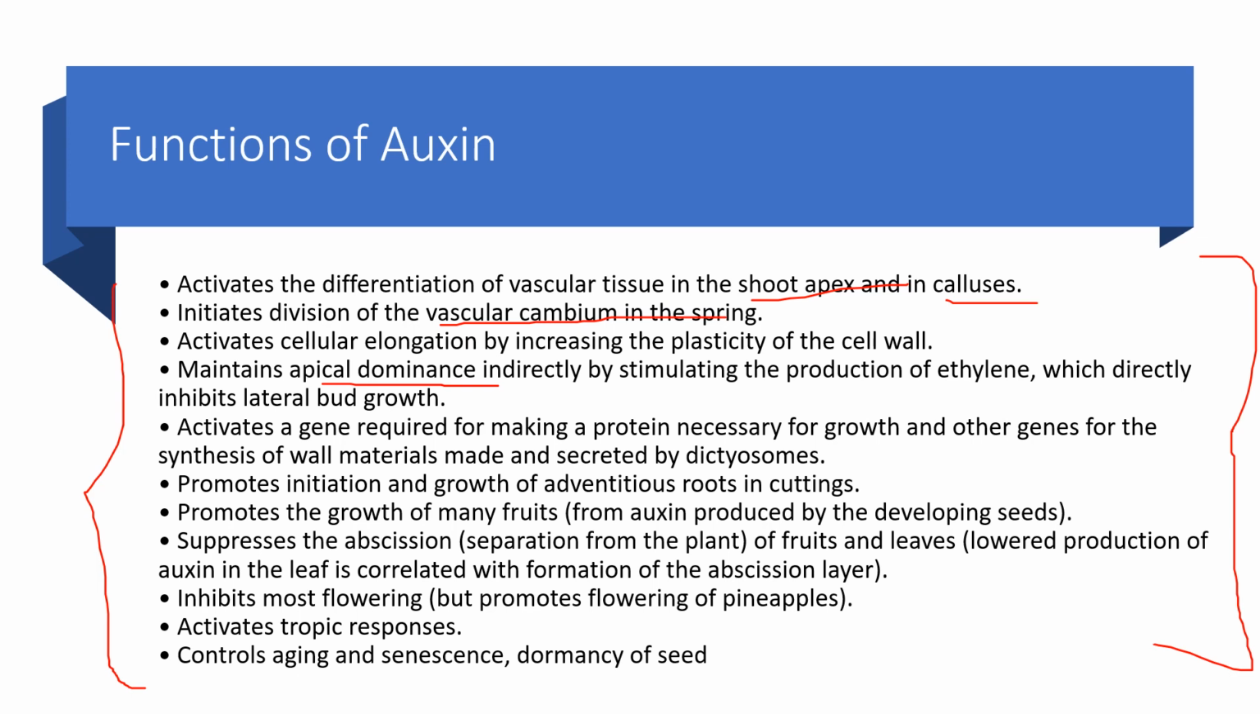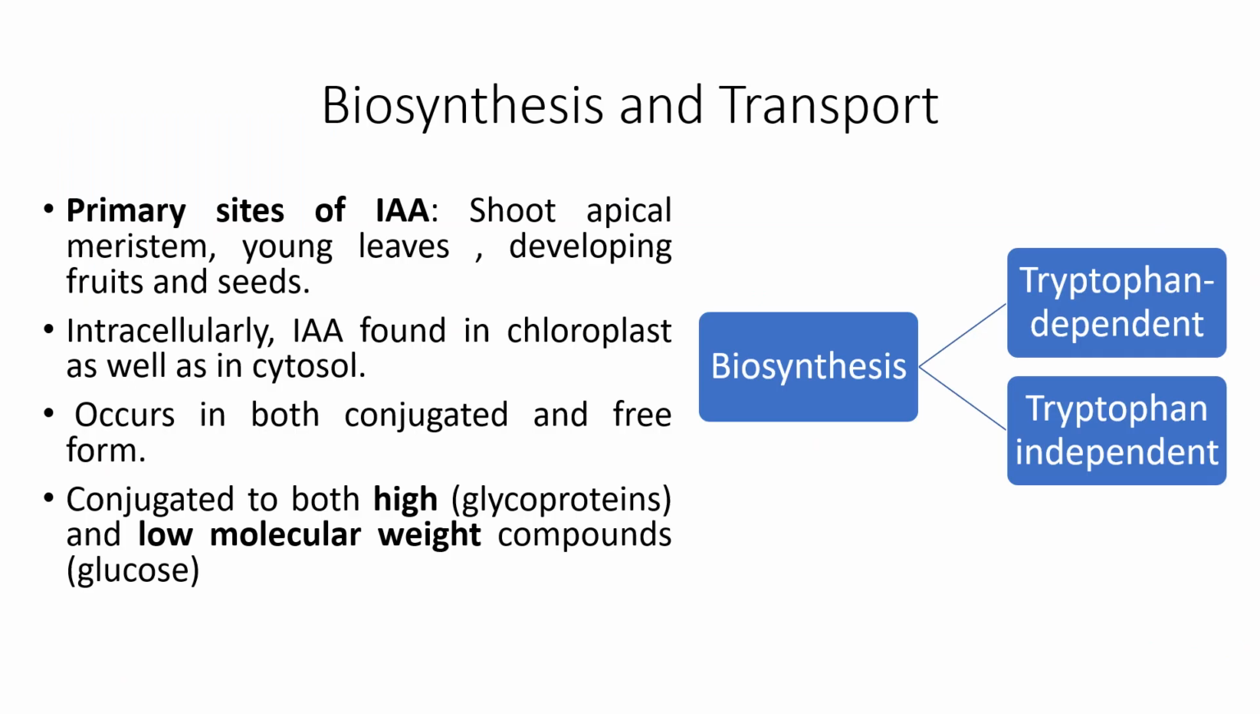It activates a gene required for making a protein necessary for growth, and other genes for the synthesis of wall materials made and secreted by dictyosomes. These are all the functions that play a major role in the plant. It promotes growth in many fruits. It inhibits initiation and growth of adventitious roots in cuttings. There is control of aging and senescence. There is seed dormancy, and it activates the tropic response. Tropic response we will discuss in detail in the next slides. So these are all the functions of auxin.